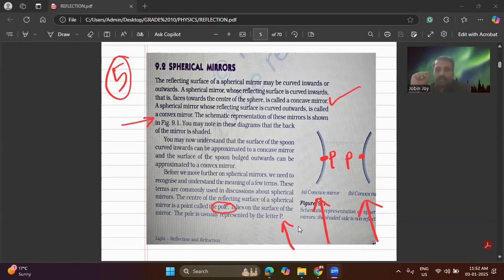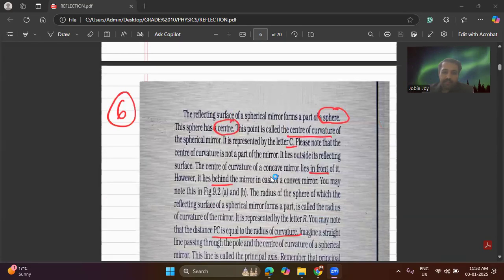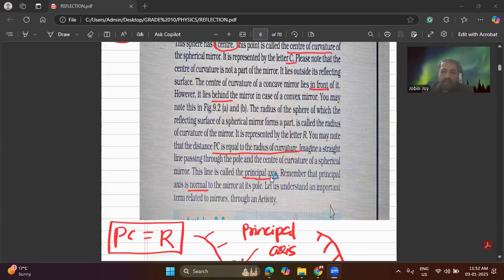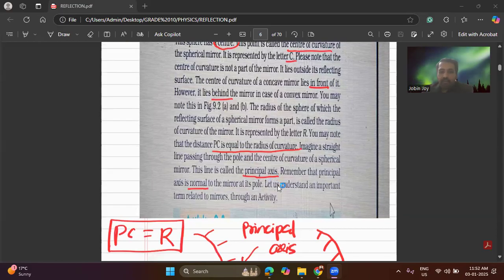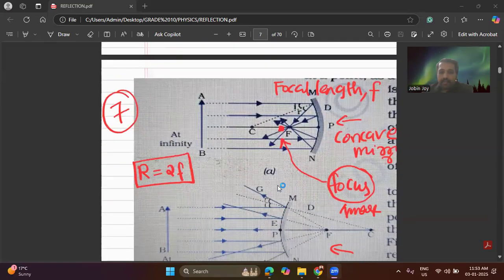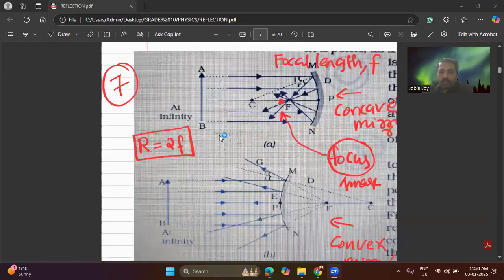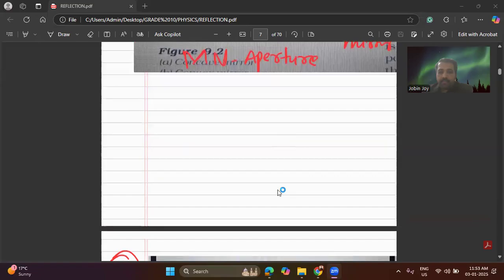There are some terminologies related to this concave mirror and convex mirror, such as pole, center of curvature, radius of curvature, principal axis, focal point or focus, etc. Then after that, if the object is at infinity, what happens to the rays to the concave mirror and the convex mirror?